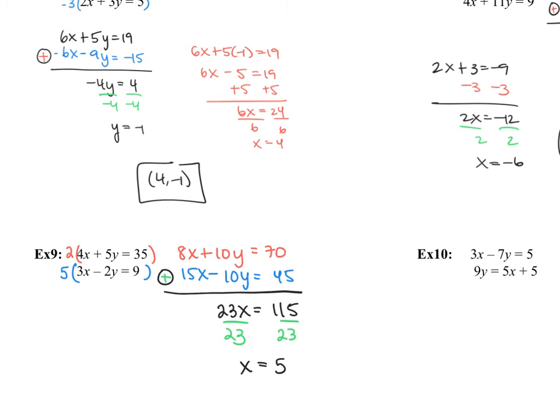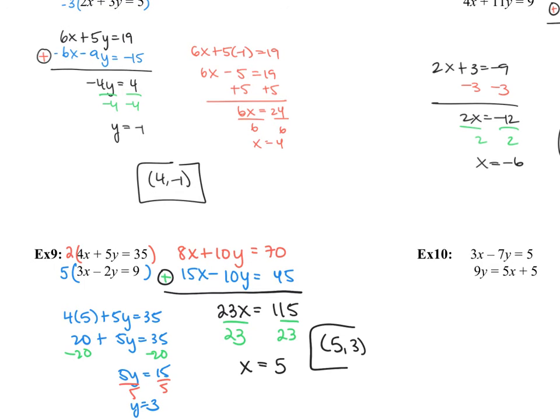So now I have a bunch of places I could put that 5. I could put it here for x, or even here. I'm probably not going to use the two red and blue equations because they have bigger numbers. I'm just probably going to use the first equation I see. So I'm going to do 4 times 5 plus 5y equals 35, which is going to get me 20 plus 5y equals 35. I would then subtract 20 from both sides, which is going to get me 5y equals 15. And then lastly, I would divide both sides by 5 to get y equals 3. And so this means that my point of intersection is 5, 3.